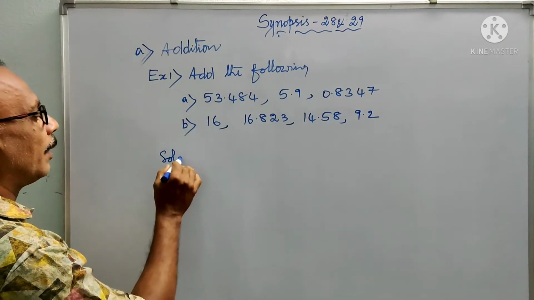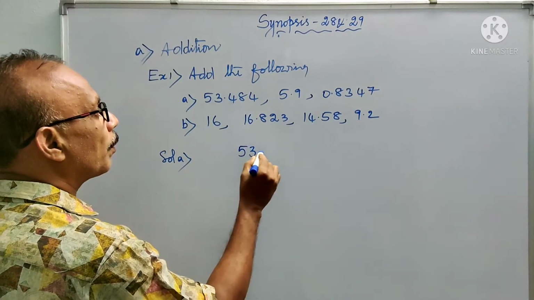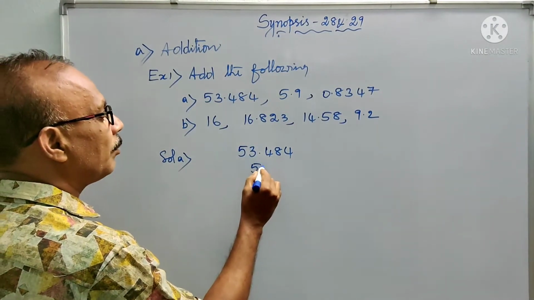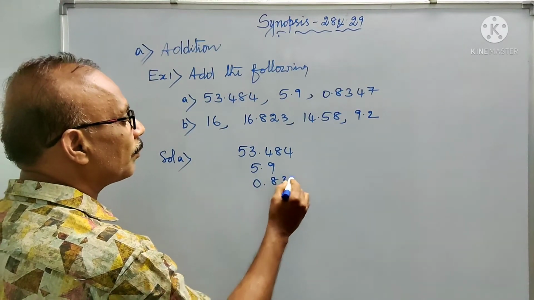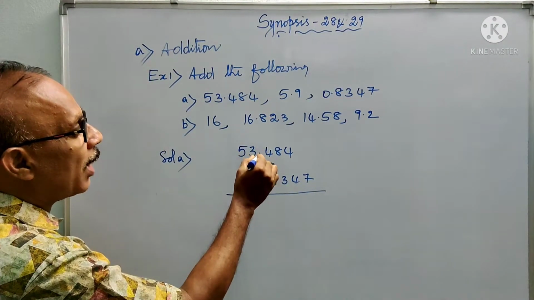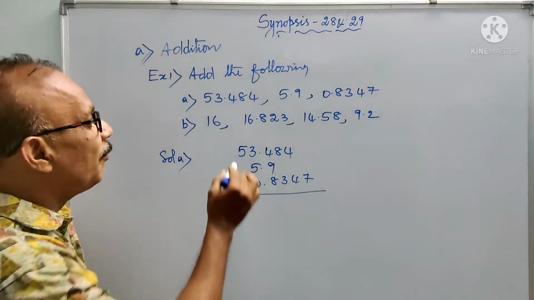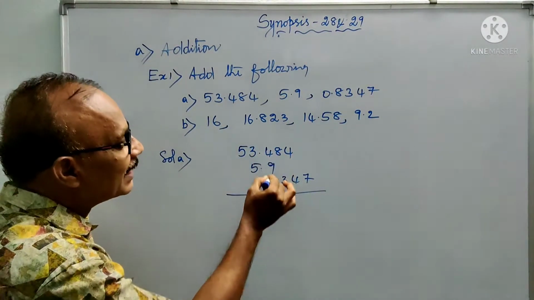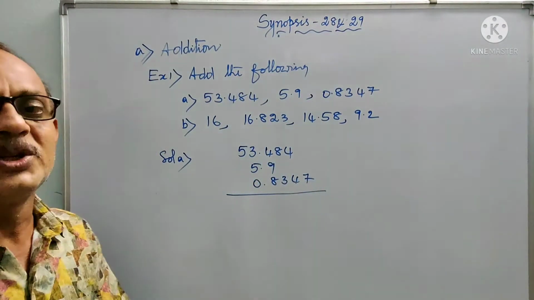Solution A. Now we want to add 53.4847, 5.9, 0.8347. So if you notice, all the decimal points fall in a vertical line. As a result of this, place values are aligned in one line. All 10s places in one column, all 100s places in one column, and so on.